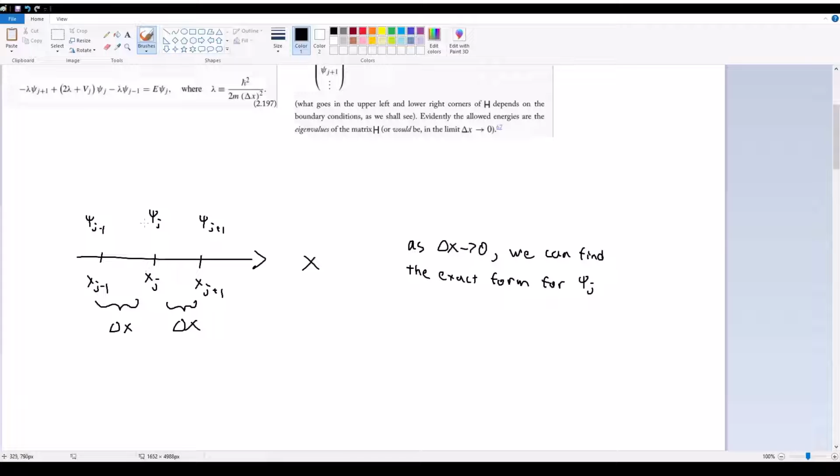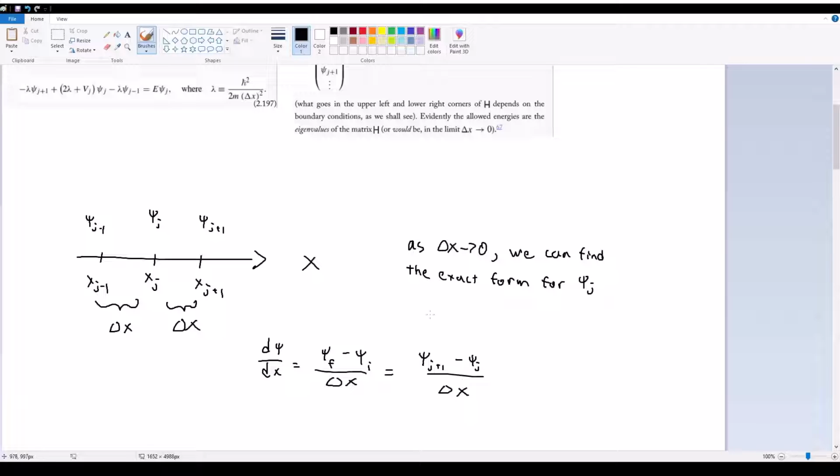And in this case, if we do it this way, the derivative is going to be d psi by dx. So remember, this is the change in psi over the change in x. So this is going to be psi final minus psi initial over the change in x. And if we think about it that way, suppose we want the derivative at j, then the final is going to be psi at j plus 1, minus the initial, which is psi at j. So this is going to be psi j plus 1 minus psi of j over delta x.